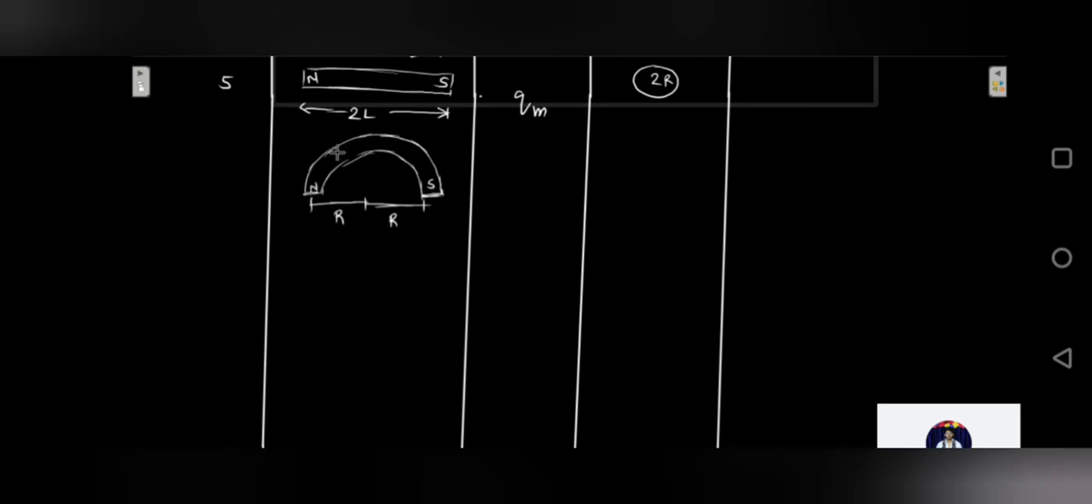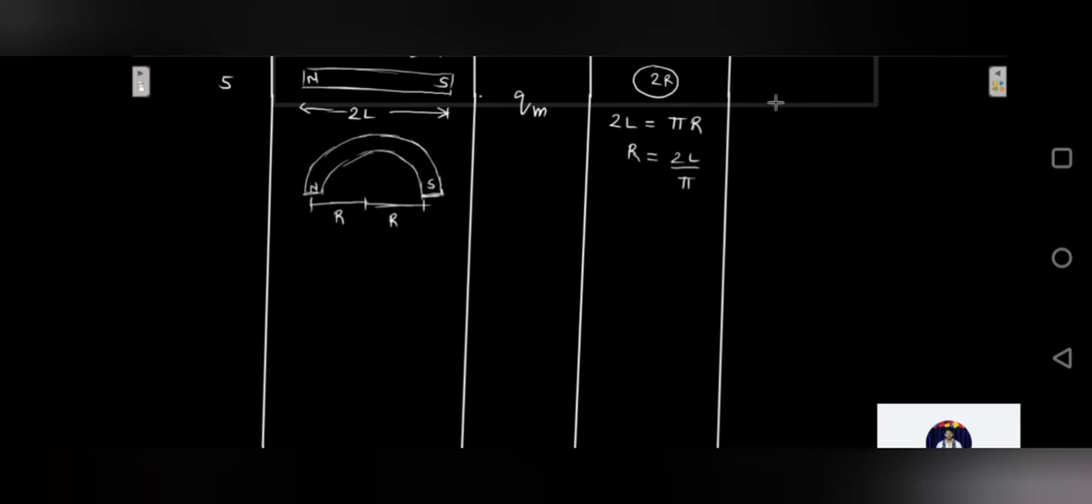If you see that the total length of 2L is divided into a semicircle, so the perimeter will be pi into r, because the total perimeter of a circle is 2 pi r. So half of it is going to be pi into r. So from here r is going to be 2L upon pi.